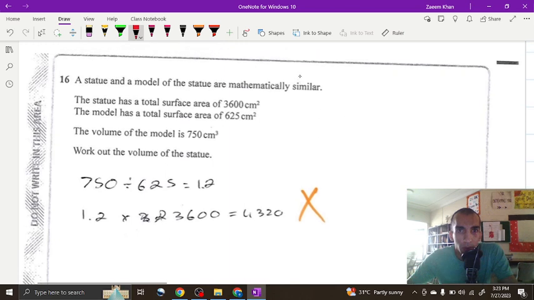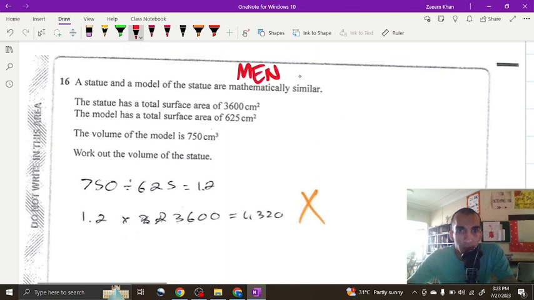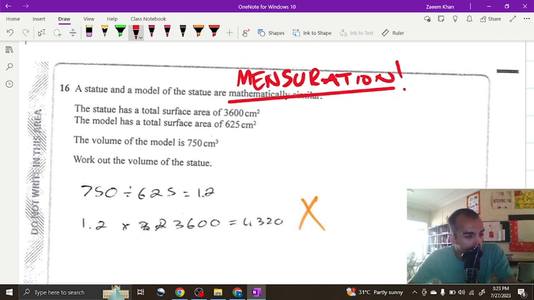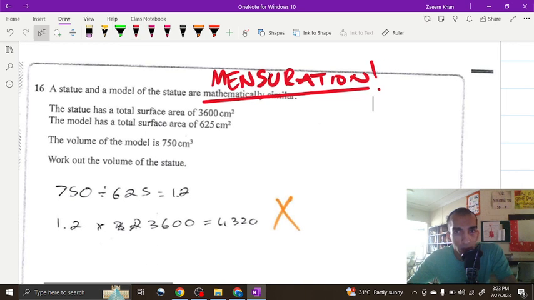Okay. Note down this topic. Do you know what this refers to? Area and volume of 3D shapes and 2D shapes. That's surface areas and all of that stuff. That's mensuration.